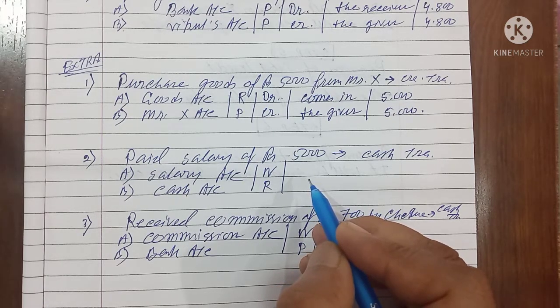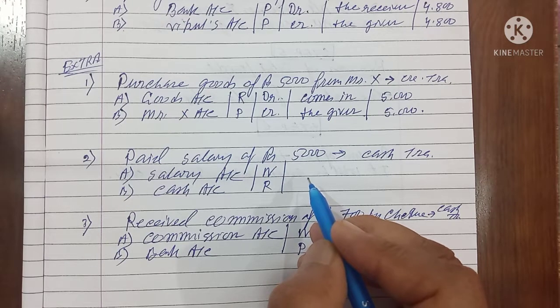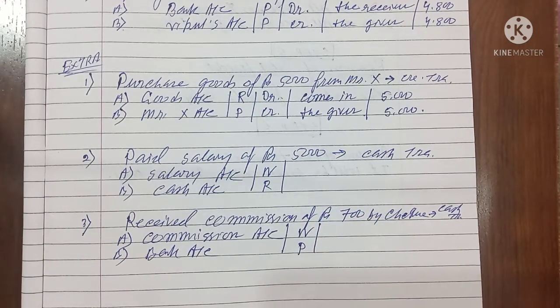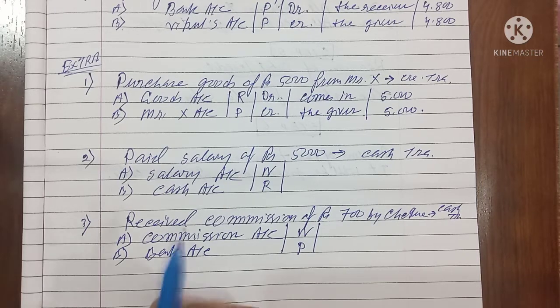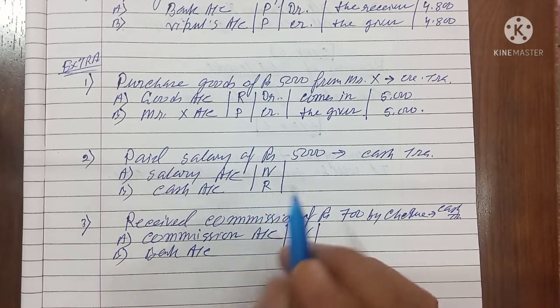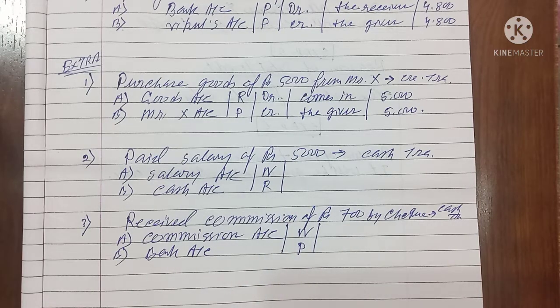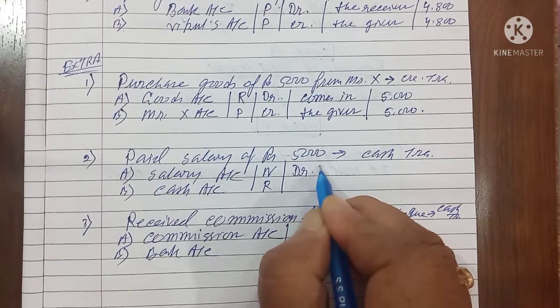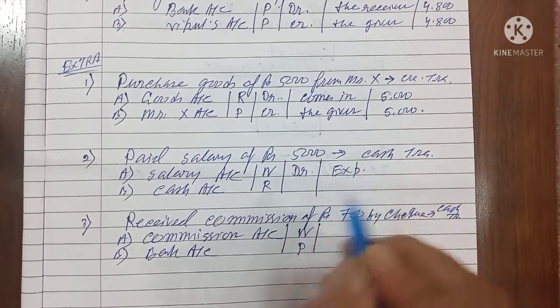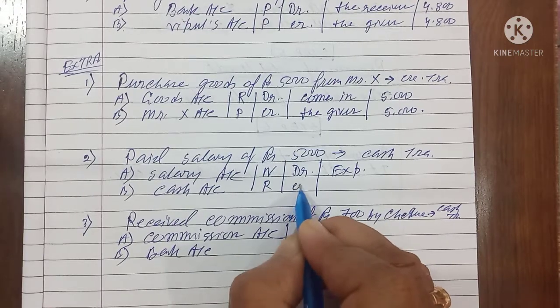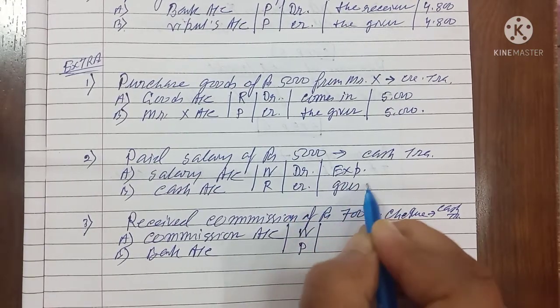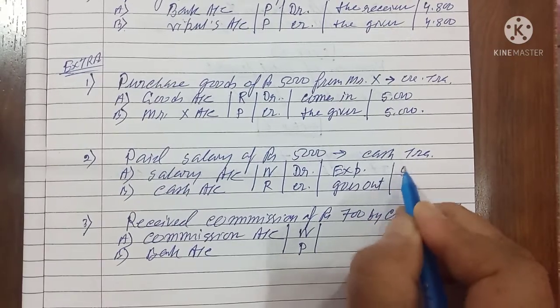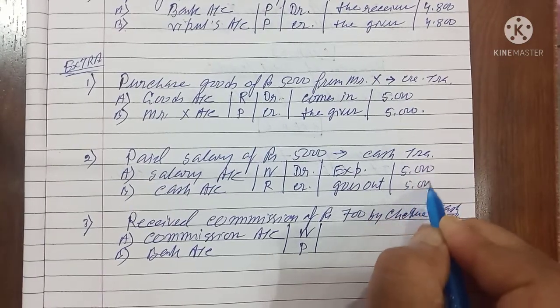But you should not think about the employee. For keeping the accounts you will think about the business. You will not think about whether it is income or expense for a person. In the case of a business, salary is an expense, because we are keeping the accounts not for the employee, we are keeping the accounts for the business. So salary is a debit, as it is an expense, and the cash account is a credit. Why? Because it goes out. The amount is 5,000, is it not?